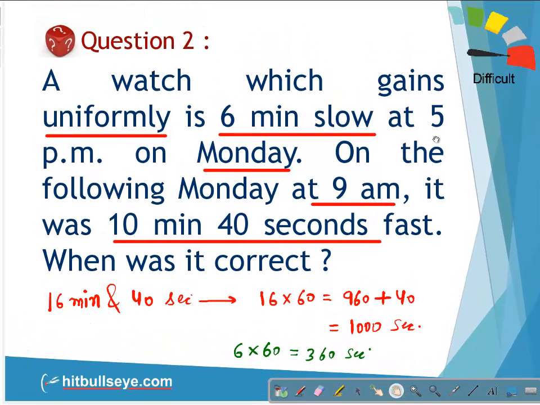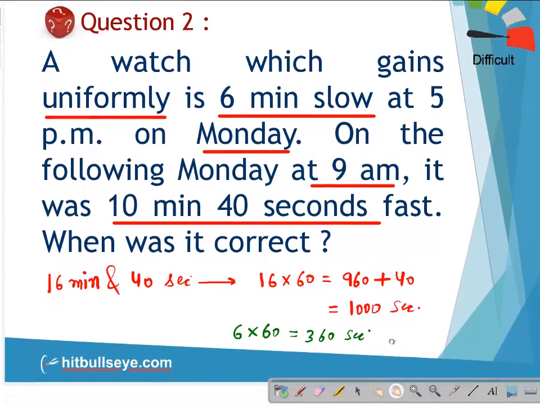Have you noted here that from 5 p.m. on Monday to the next Monday 9 a.m.? Had it been 5 p.m. only, it would have become 24 by 7, that is 168 hours. But from 5 in the evening we are coming to 9 in the morning, so it will be reduced by 8 hours. So it becomes a total time period of 160 hours.